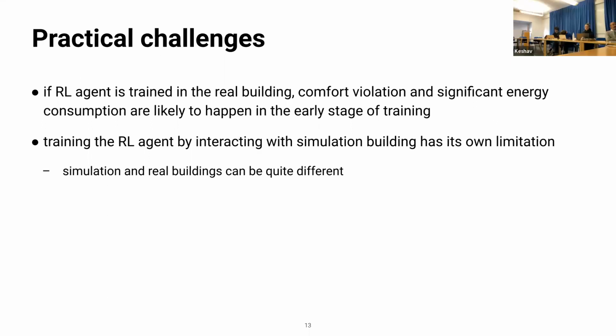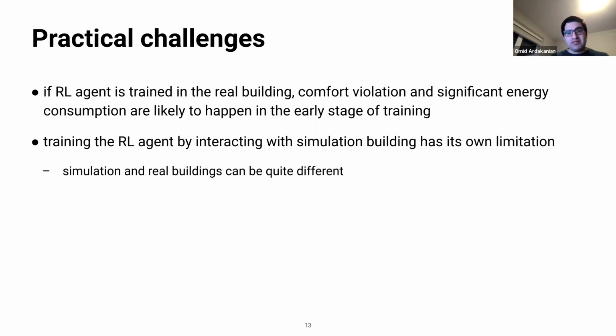There are two different ways that we can address this problem. The first one is to train the RL agent in the real building, rather than interacting with a simulation environment. But this means that occupant comfort and energy consumption are likely to be very poor in the earliest stage of training, because we are trying to explore a very large state action space.